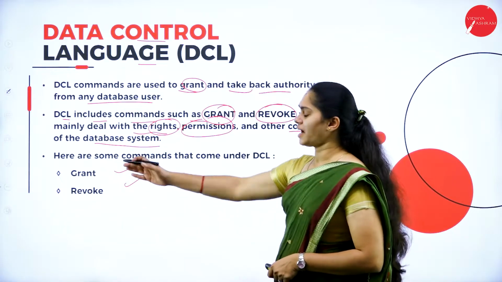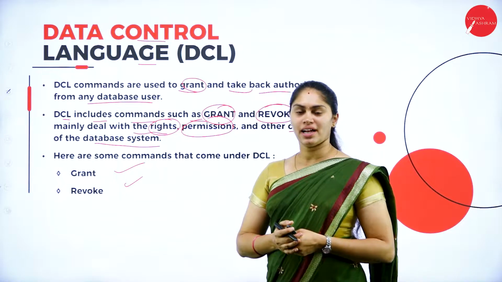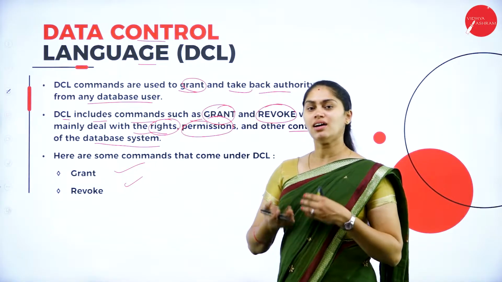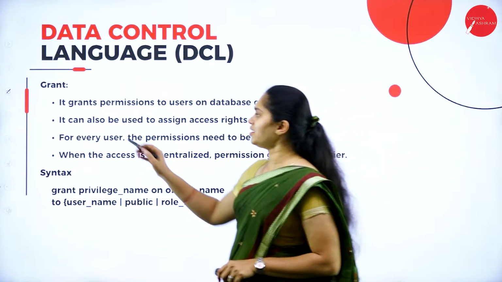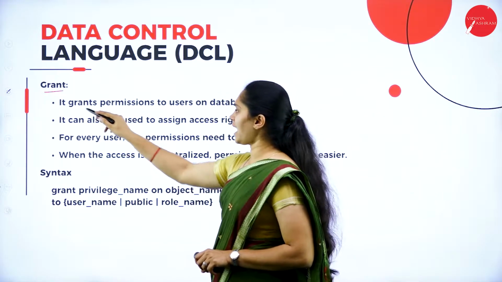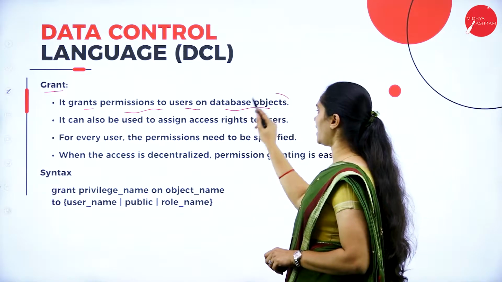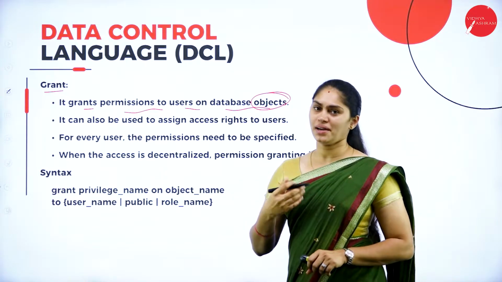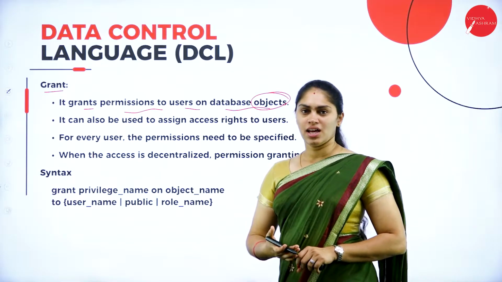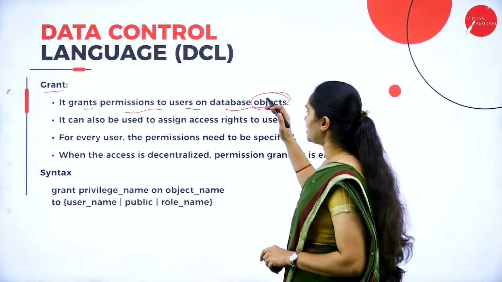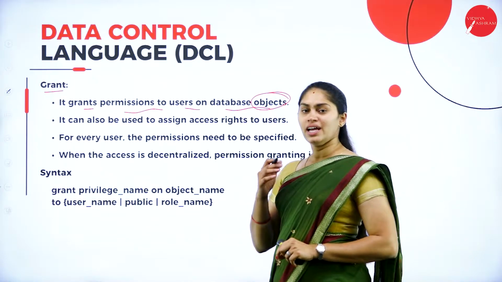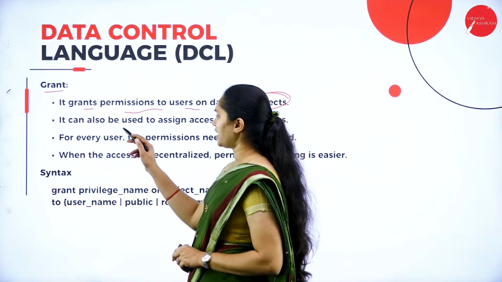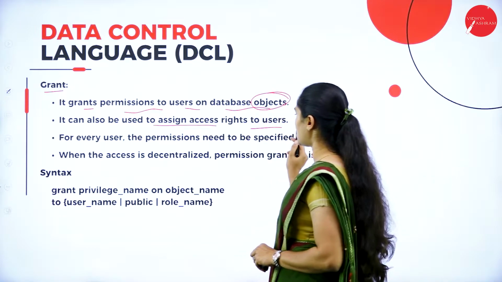So here grant is used to give the permission to the database user and revoke is used to take the permission back from the database user. First we'll see about the grant command. It grants the permission to the user on a database object. This object can be a table, database, or view. Whatever we want to do on the database object, the grant command will help us get a permission. After that, it can also be used to assign the access rights to the user.